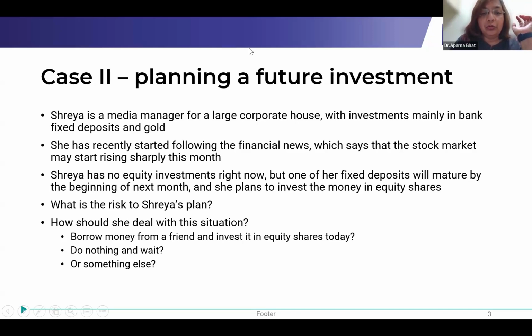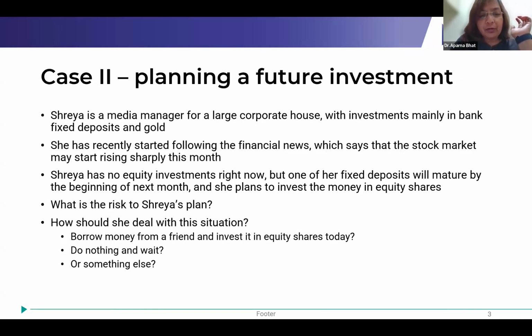So what should she do? How should she deal with this situation? Remember, she has no money right now. She has no spare cash. All her money is locked up in gold and bank fixed deposits. She is going to receive money only at the end of the month. And before she is able to get the money in her hand, she is worried that the market might run up sharply. So how should she deal with this situation?